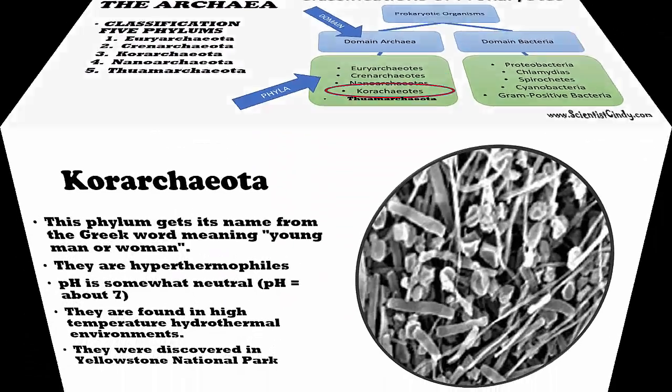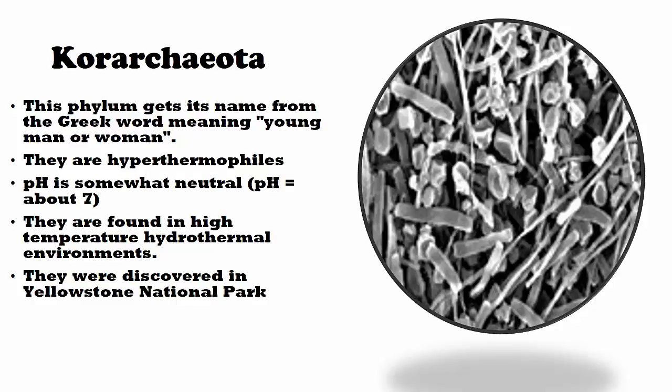Korarchaeota. This phylum gets its name from the Greek word meaning young man or woman. They are hyperthermophiles, and their pH is more around neutral, about pH 7. They are found in high-temperature hydrothermal environments. These organisms were discovered in Yellowstone National Park.